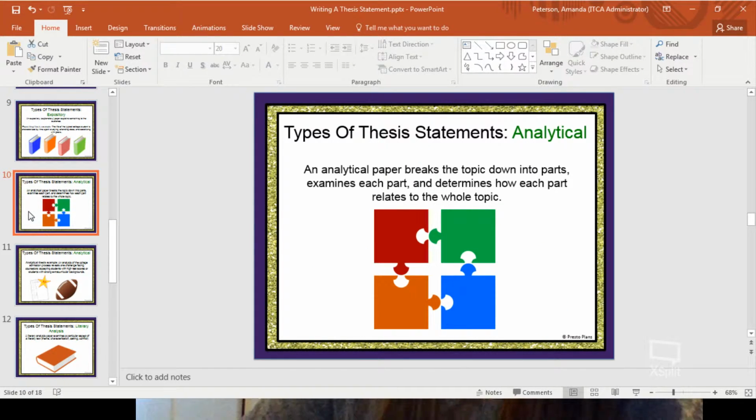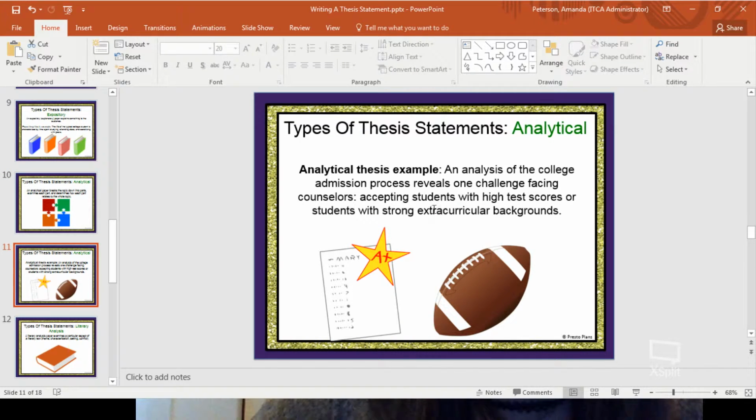Okay, another type of thesis statement is analytical. An analytical paper breaks down a topic into parts, examines each part, and determines how each part relates to the whole topic, kind of like a puzzle. Okay, here's an example of an analytical thesis. An analysis of the college admission process reveals one challenge facing counselors: accepting students with high test scores or students with strong extracurricular backgrounds. Okay, you know that you're going to be breaking these apart and tying it into the admissions process.